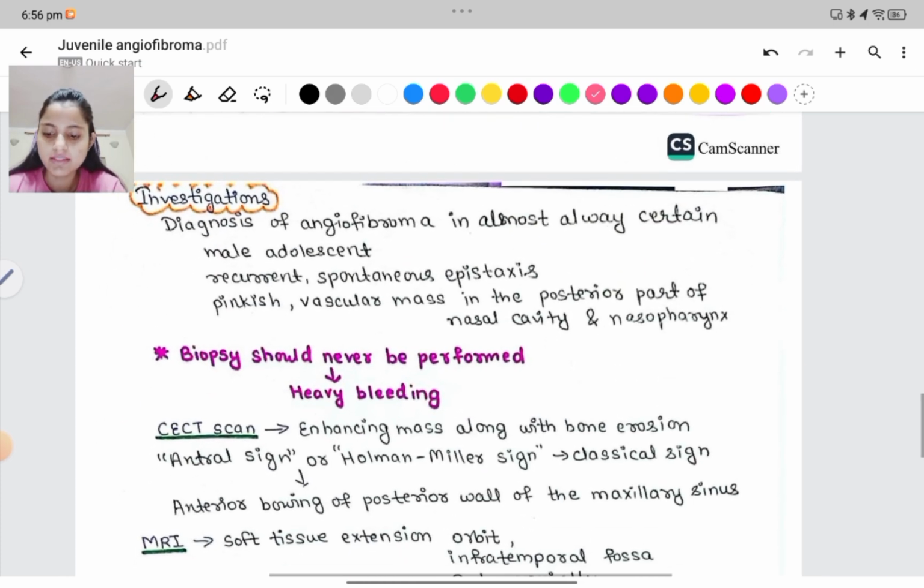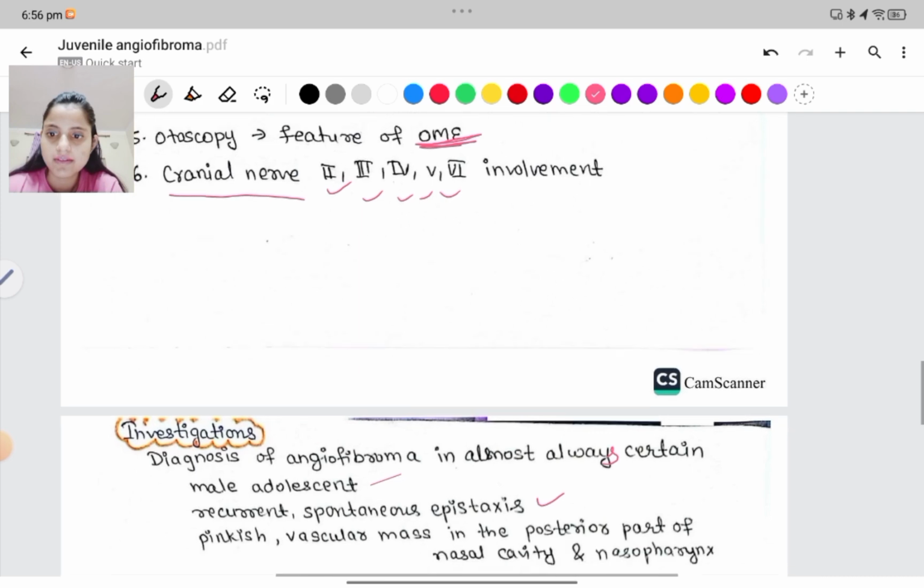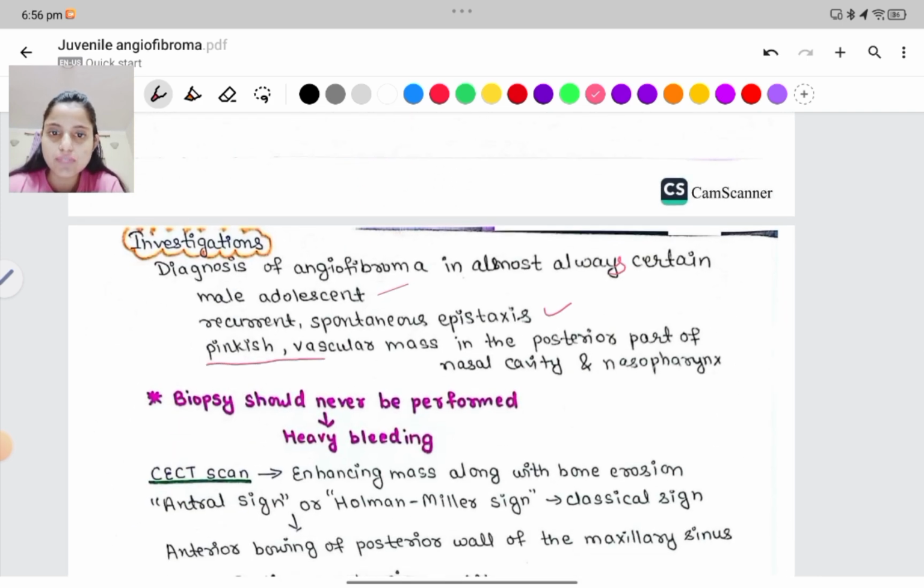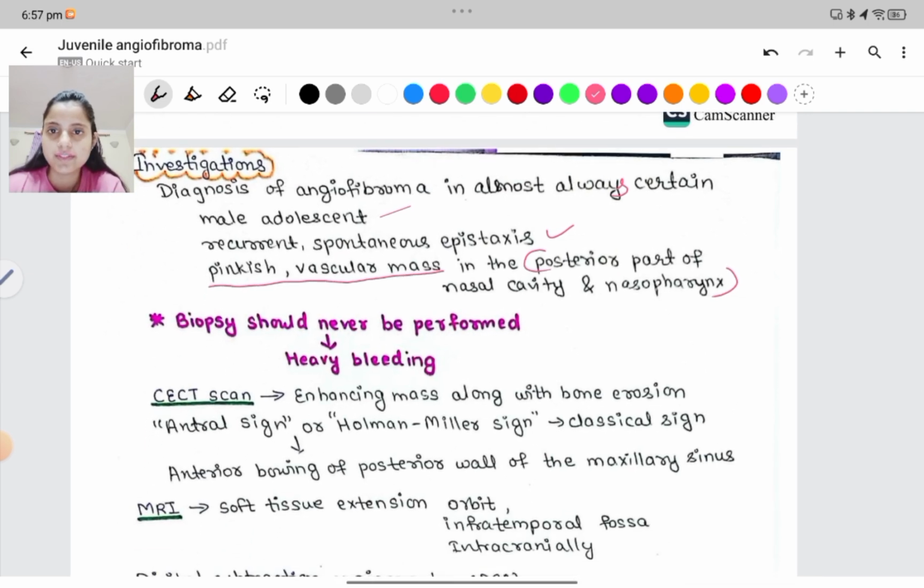On investigation, the diagnosis of angiofibroma is almost always certain when there is a male adolescent patient with recurrent spontaneous epistaxis, and on anterior or posterior rhinoscopy we see a pinkish vascular mass in the posterior part of the nasal cavity and the nasopharynx. Biopsy should never be performed because it is a vascular tumor, so it will cause heavy bleeding which will be difficult to control.